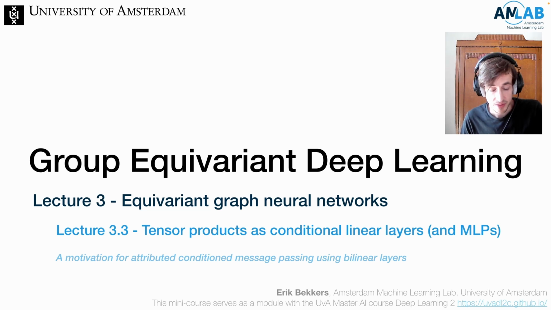Welcome back. In this video, I'm going to talk about tensor products and how we can think of them as conditional linear layers. The reason I'm dedicating a video to this is because so far I've been talking about this message passing framework where we want to condition the messages on attributes, on some quantities, such that these messages are really specific for that pair of molecules or nodes that we're looking at. So this idea of conditioning is important there. And in this video, I want to make precise what I mean with conditional linear layers and conditional MLPs.